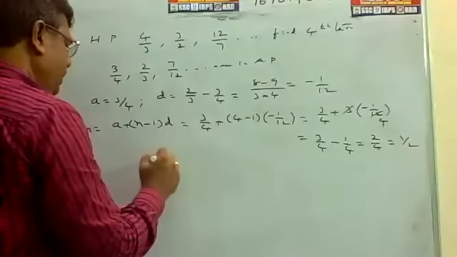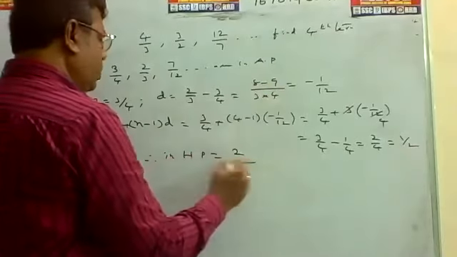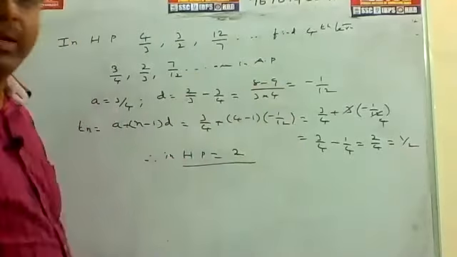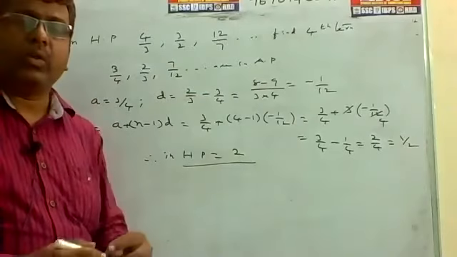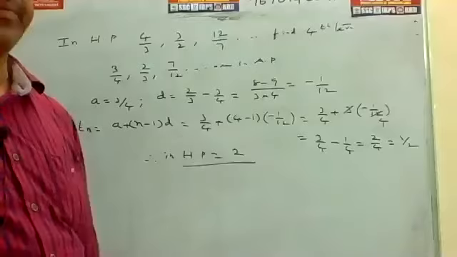Therefore, in HP it is reverse. Reverse means 2 is the answer, 1 by 2 reverse. So that's why the answer 1 by 2 is the wrong answer. Aishwarya, the answer is 2, that is the right answer for HP.